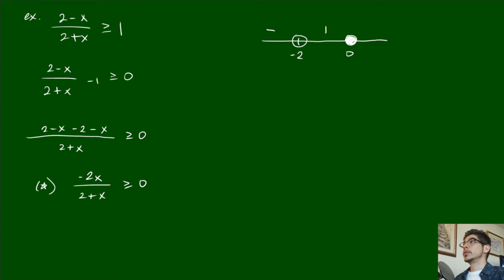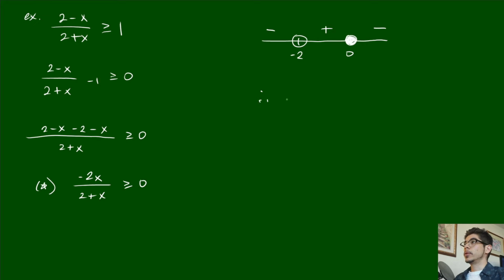All right, so you have a positive between negative 2 and 0, and beyond 0, let's say 1, you're going to have a negative number, because any number plus 2 is going to be positive, but then any number times negative 2 is going to give you a negative value. So you're going to have a negative here. As you can see, the only interval that would satisfy this inequality is from negative 2 to 0, because those are the only values that will give you a positive result.